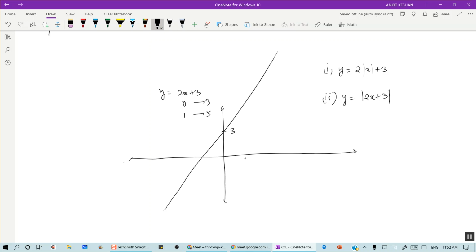In this case, if we put -1, it will behave like 1. If we put -2, it will behave like 2. So whatever was happening on this side, because this was -1, this was 1, this was 2, this was 3, this was 4, the same thing will happen on this side.